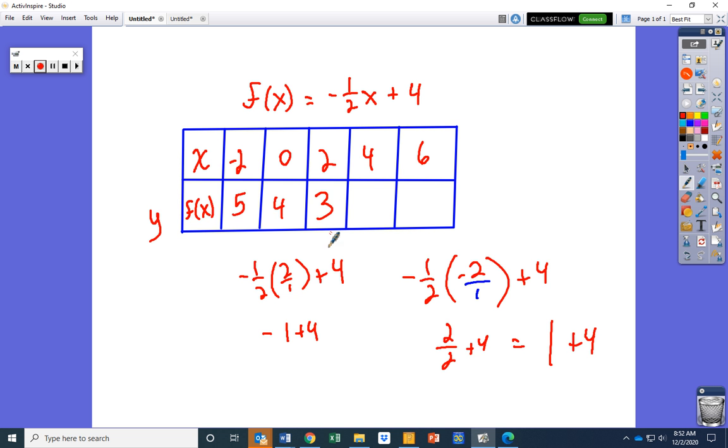3. Okay. Now, this is 4. So negative 1 half times 4 over 1. Eventually, you're going to be able to start doing this part in your head. Especially anytime you have a fraction that has a 1 on the top, all you have to do is multiply that and divide by the bottom number. So what's 1 times 4? 4 divided by 2. So this is negative 2 plus 4. What's negative 2 plus 4? 2.